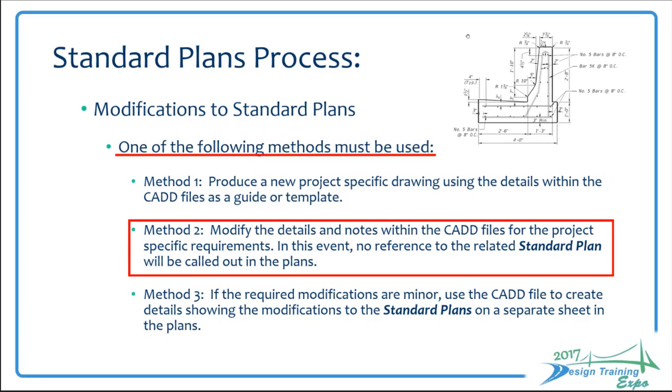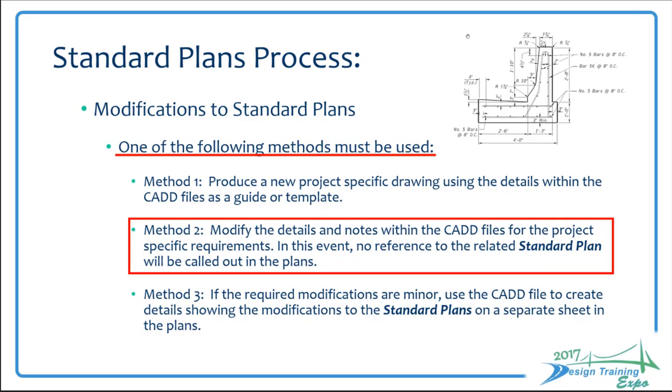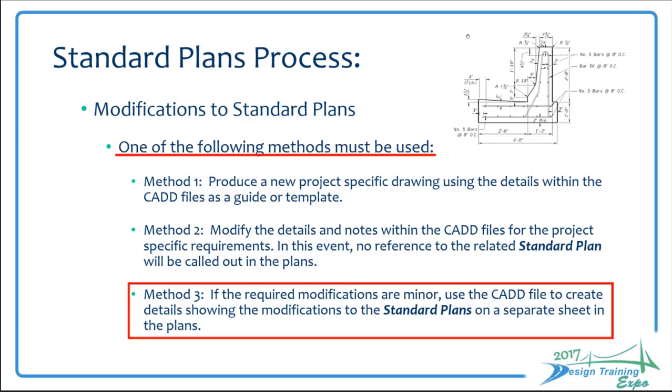Method two would be that you would take that CAD file, and although there would still be no reference to the related standard plans in the contract plans, it's more of a modification of the existing details and notes. You're not completely redeveloping the index. And method three is the most typical, and that is where you just have one minor detail that you need to modify because it won't.